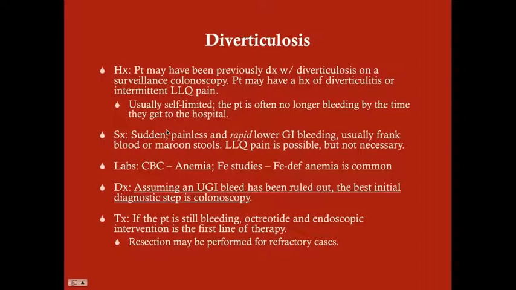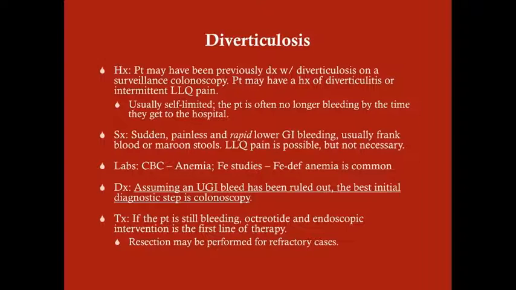The symptoms, so this is sudden, painless, and rapid lower GI bleeding. You don't have any pain fibers in your large intestine, so there's no way you're going to feel any damage here. So this is painless, but it's also rapid. The blood comes out of here very quickly. And then usually this is going to be frank blood, but it can also be maroon-colored stools, and that just depends on where the blood is coming from.